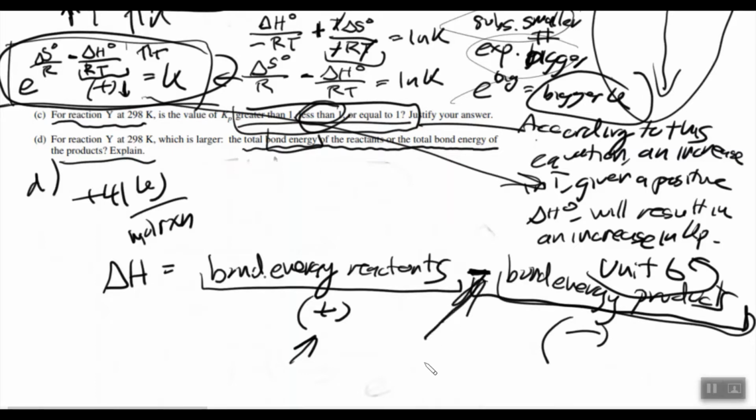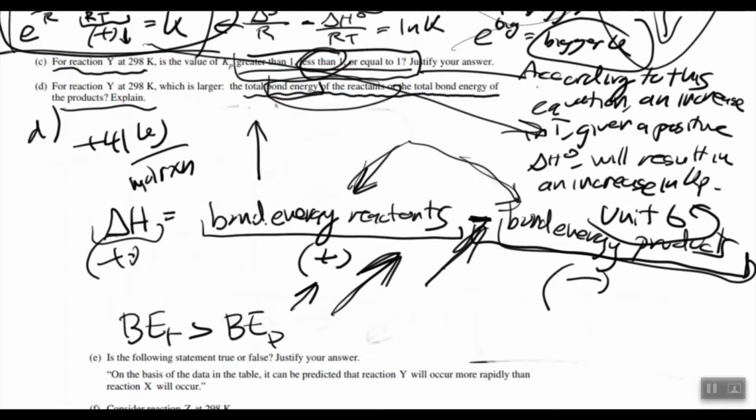So if we think about this, if this delta H is positive, does this have to be greater than this? Well, yeah. If this is greater than this, then if you subtract them, you get a positive number. So you can say that the bond energy of reactants is greater than the bond energy of the products.